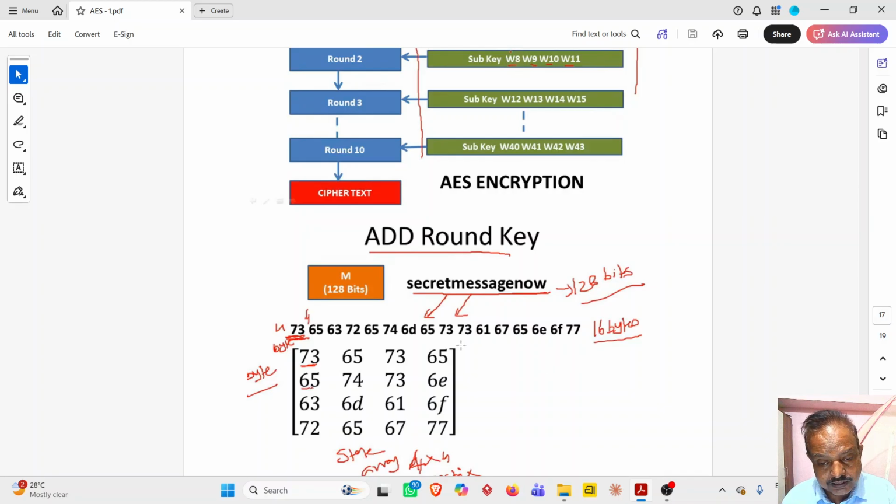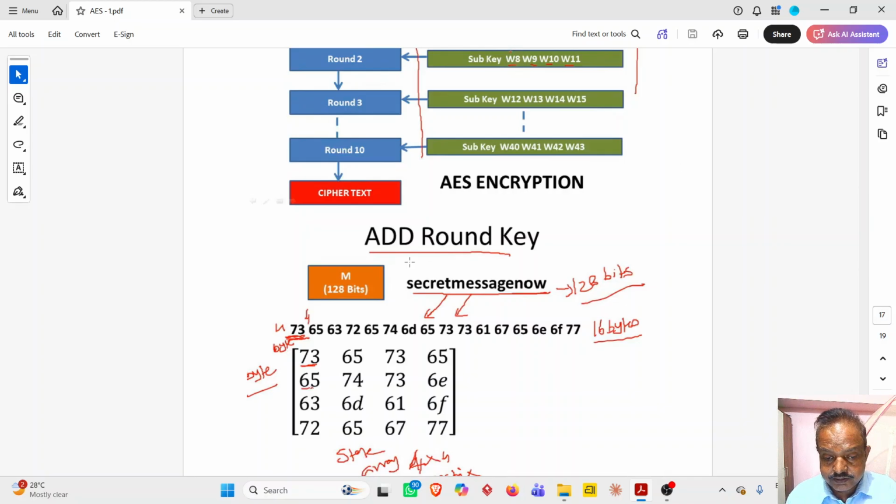Suppose the data I am sending is some secret message. "Secret message now." This is the data. I want to send it and I want to encrypt that one. You see, there are 16 letters, and I have to represent each by 8 bits, so 16 times 8 is 128 bits. My block of message is 128 bits, and the key I provided is also 128 bits. Right? I don't have a problem.